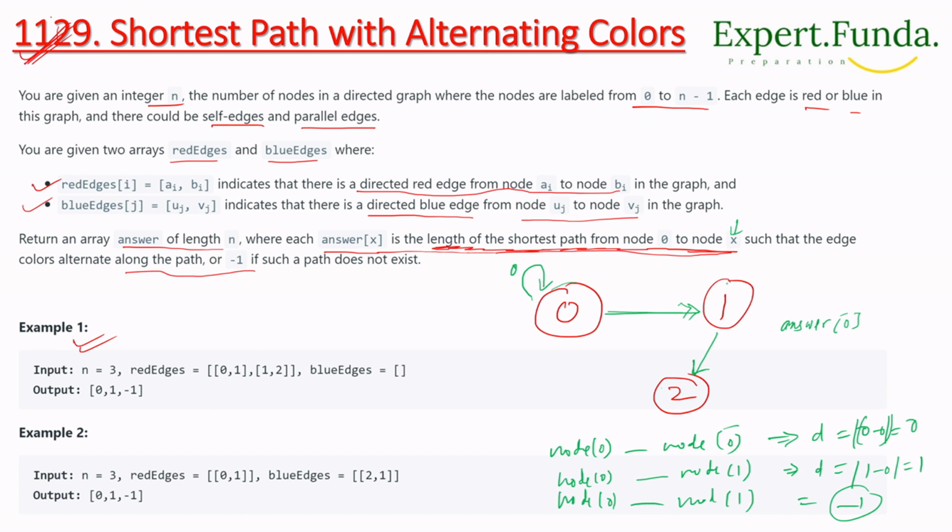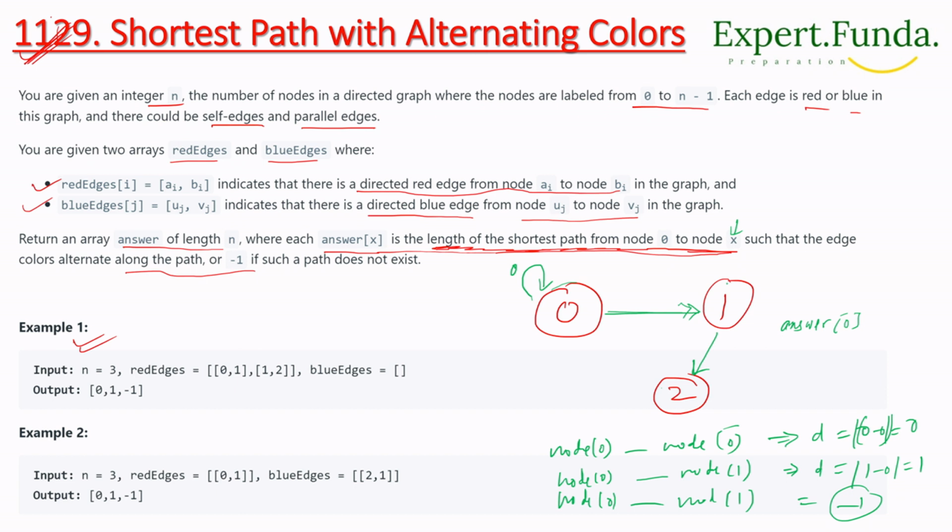And it is saying also that we have red and blue edges given. In this case, blue edges we don't have, correct? But red edges we have, that we have seen just now, okay? And our task is to return an array of integers, that is answer.